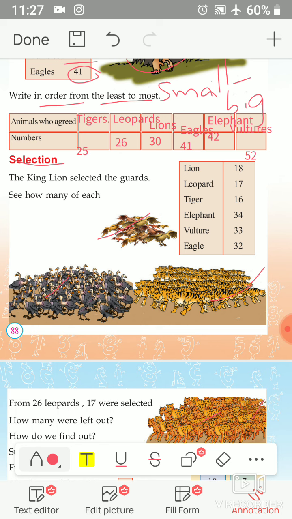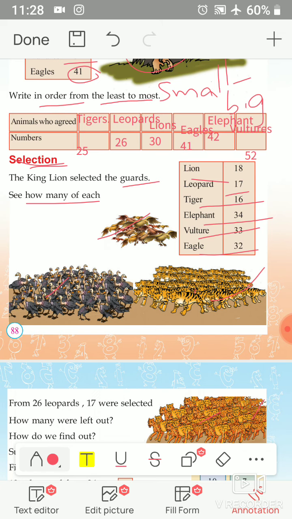Okay, then we can read this topic, selection. The king lion selected the guards. Then the king lion selected the guards from that list. Okay, see how many of each. How many of each? Yes, 18 lions. How many leopards are selected? 17 leopards, 16 tigers, 34 elephants, 33 vultures, and 32 eagles.